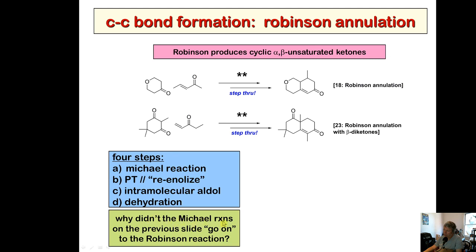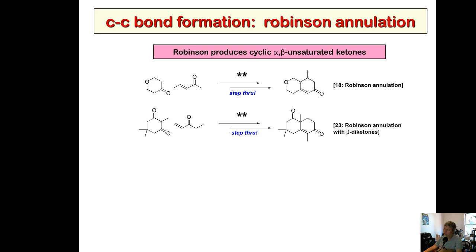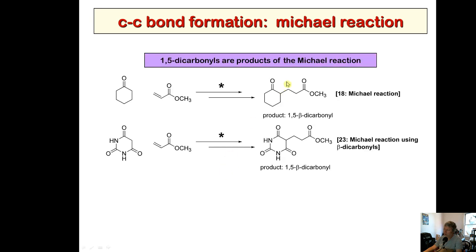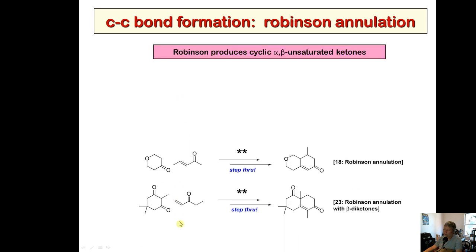Why didn't the Michael reactions on the previous slide go on to the Robinson? Well, let's go look at those again. These are the Michaels that we just showed a second ago. Well, why don't these do a Robinson? Well, the big issue is you've got esters. Esters don't do it. You need ketones. Not only do you need ketones, you also need an enolizable CH on this side of the ketone. Okay. Cool.